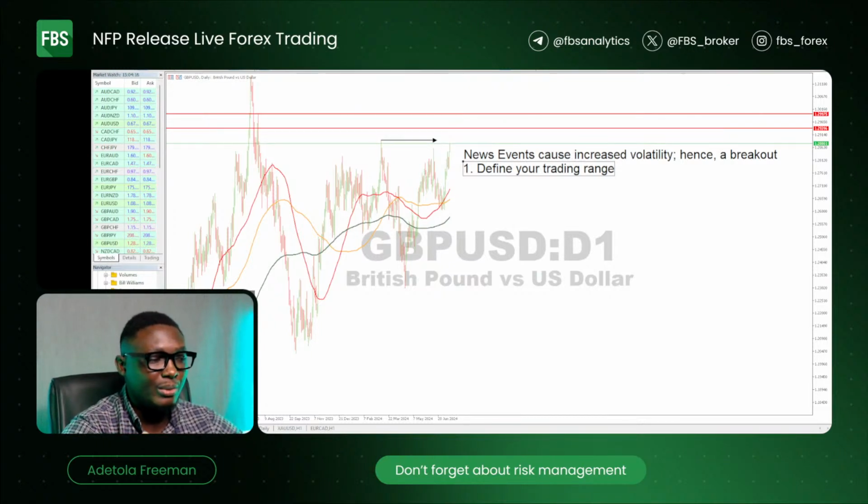Are you guys with me? You can clearly see a range that has been established by price, and from there you can settle down to figure out where the breakout positions will be and where to place your buy stop and your sell stop. Are you with me now?